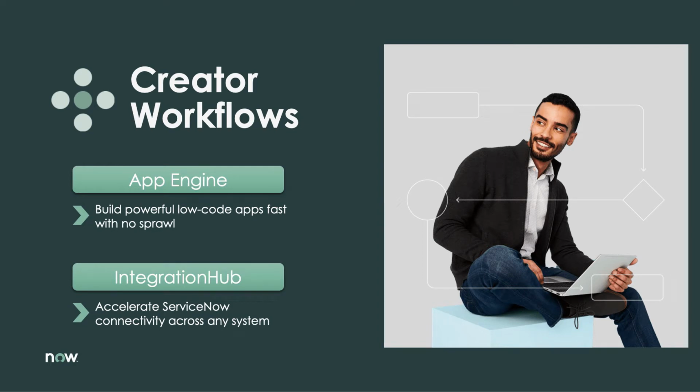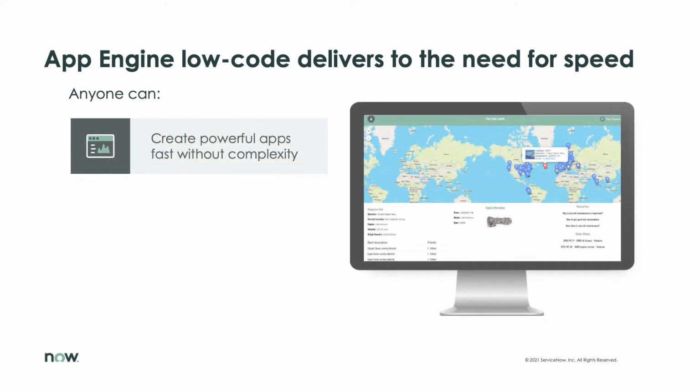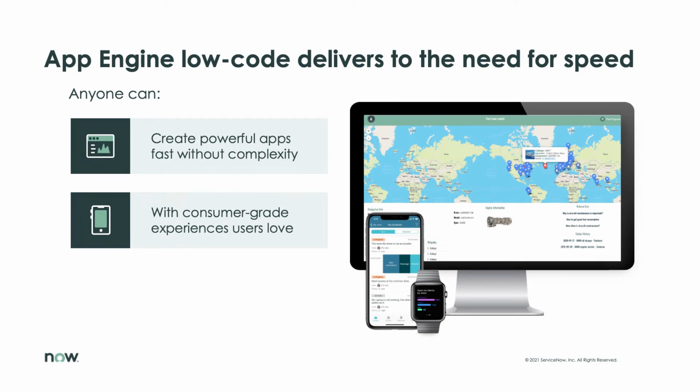App Engine enables businesses to build apps faster and scale them without sprawl by providing a suite of low-code tools designed for creators of every skill level. These solutions focus on making app development easy without compromising on critical factors such as customizability, modularity, and reusability. This is why developing with App Engine on the Now platform is so powerful.